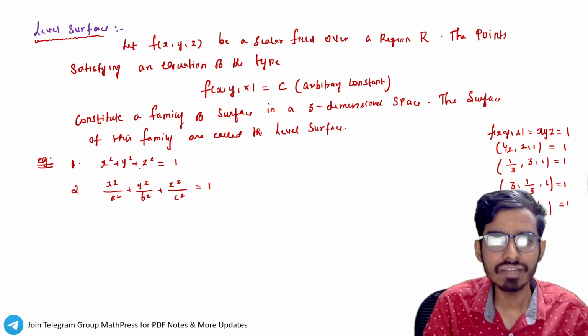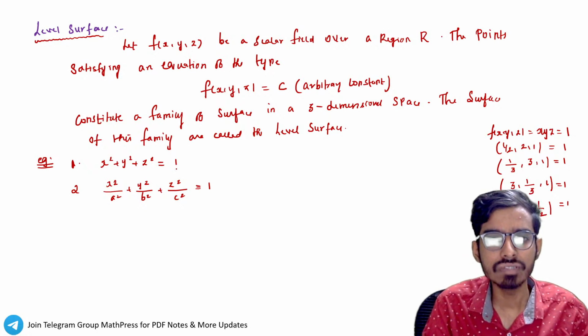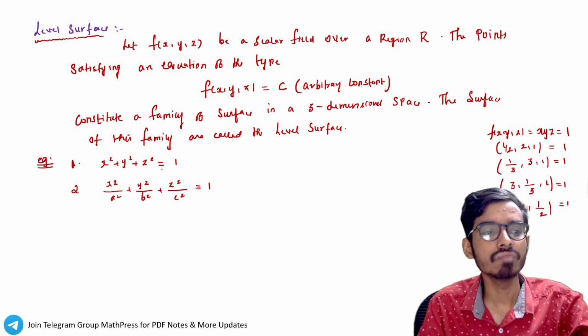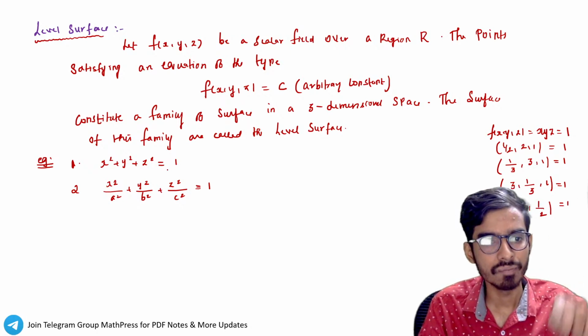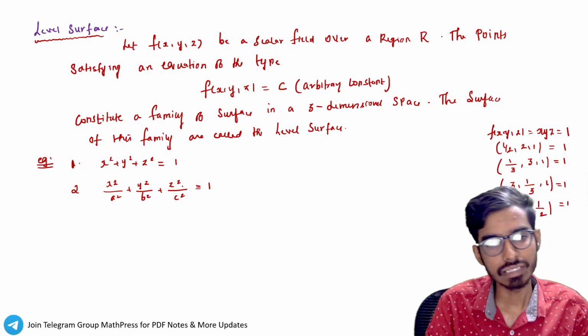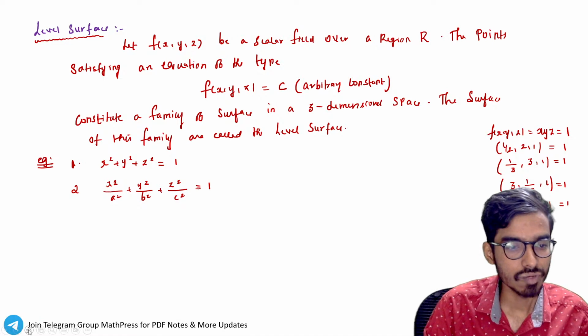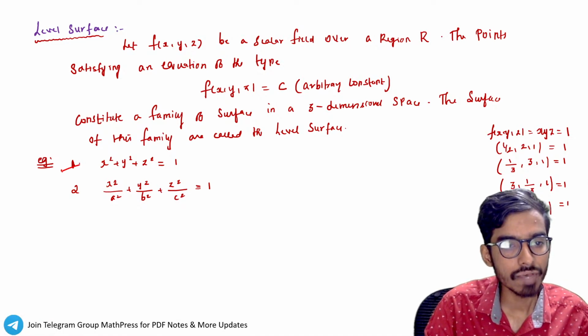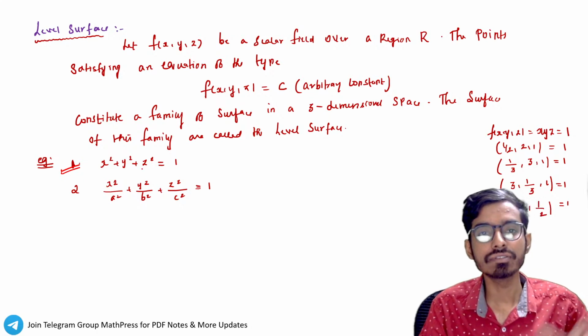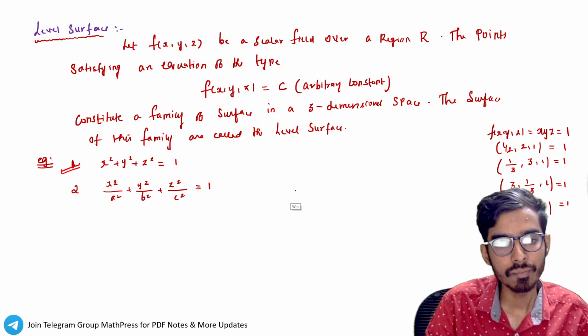What about this? A level surface. What are the points that will satisfy this equation? All those points on the sphere will satisfy this equation, right? So, for example, let us try to draw this diagram here. What are the points that will satisfy x square plus y square plus z square is equal to 1? It's nothing but a sphere.